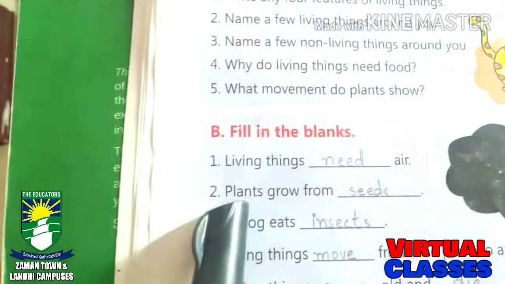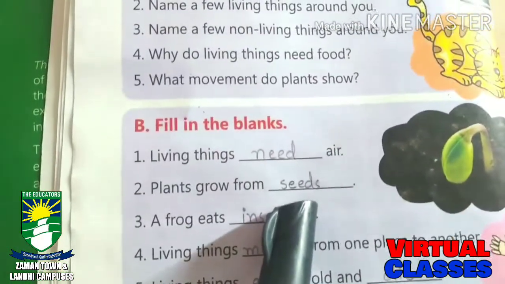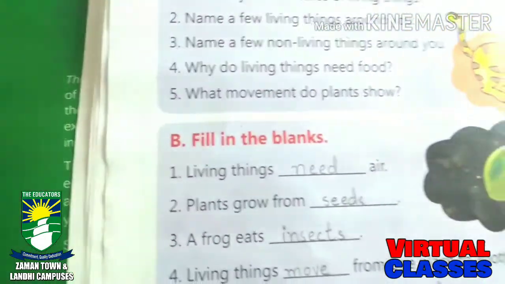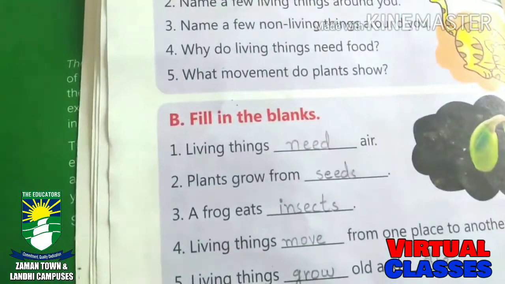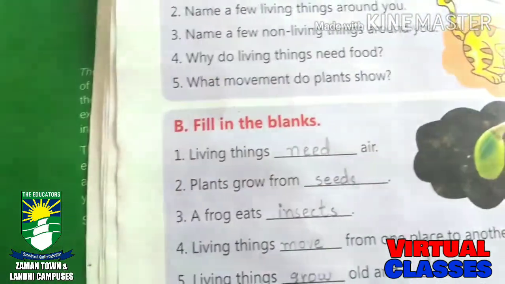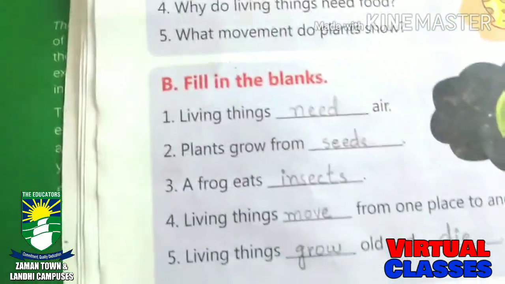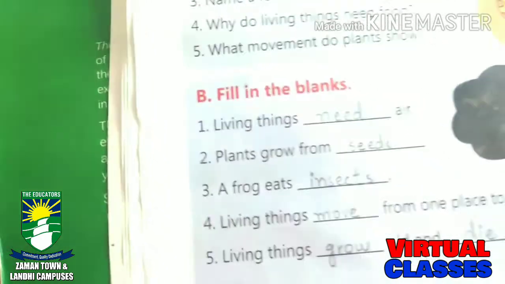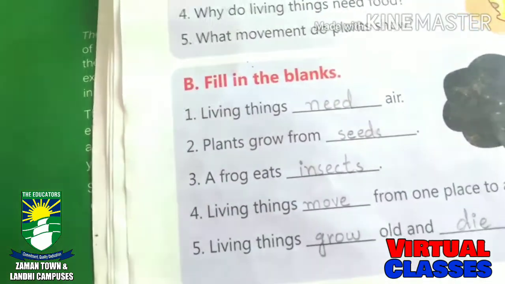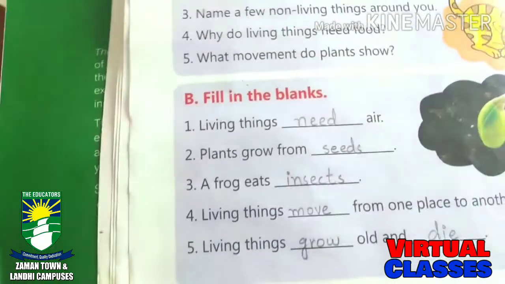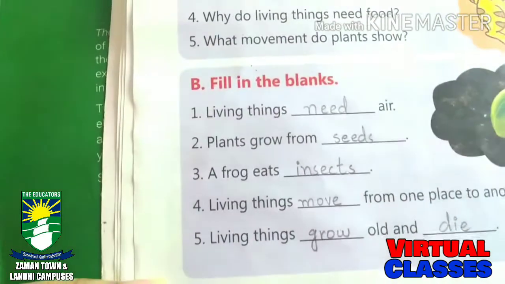Second one, plants grow from dash. So plants grow from seeds. I told you that plants also grow with the help of seeds. So plants grow from seeds. Write the answer. Number 2, seeds. Now look at the next one. Number 3, a frog eats dash. We have also seen a picture in the book. A frog was eating an insect. So a frog eats insects. Write the answer. Insects.